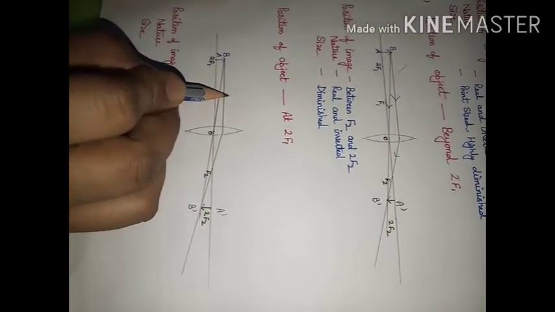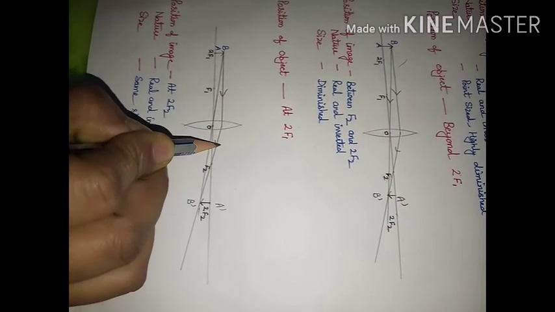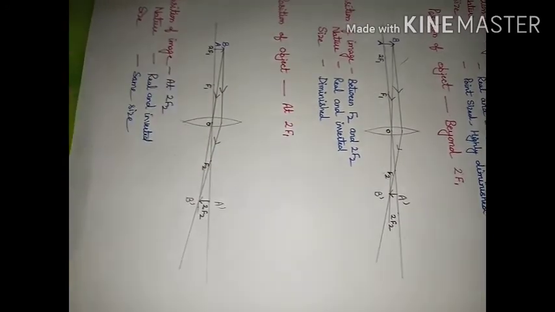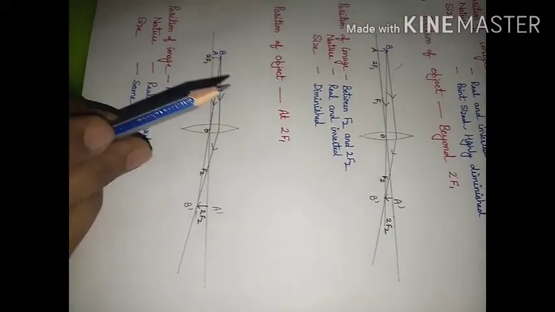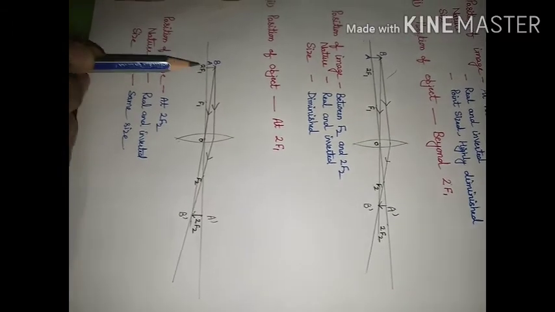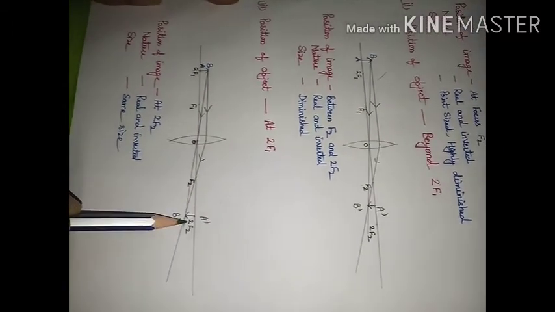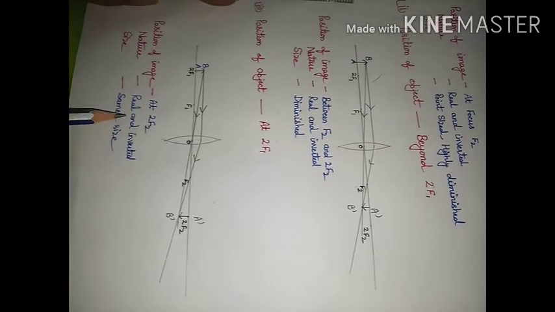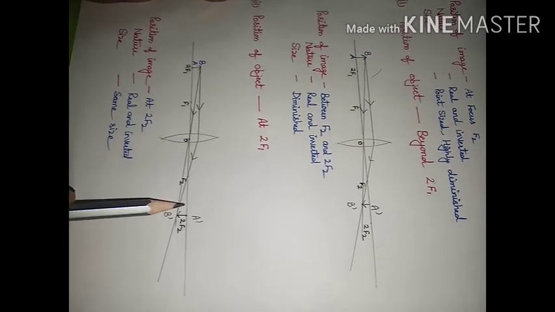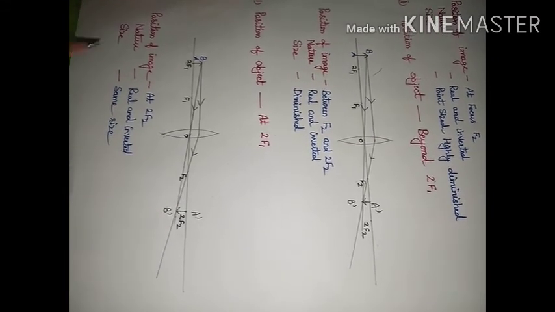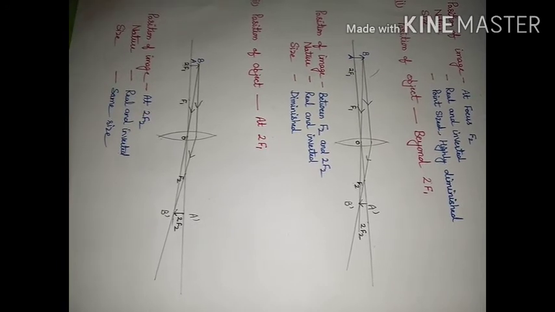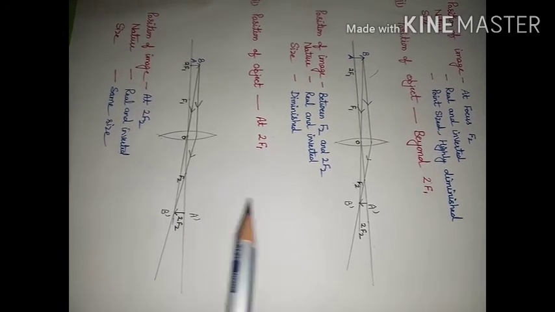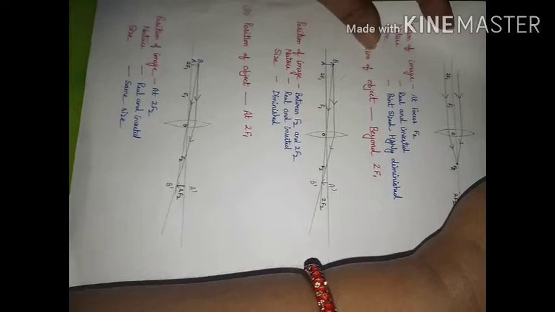In this case, this is the arrow and this will be the arrow. So when the object is kept at 2F1, image formation will be at 2F2. The nature of the image will be real and inverted, as you can get it on the screen, and the size will be the same as the size of the object. So these are three ray diagrams which are related with image formation in the case of a convex lens.